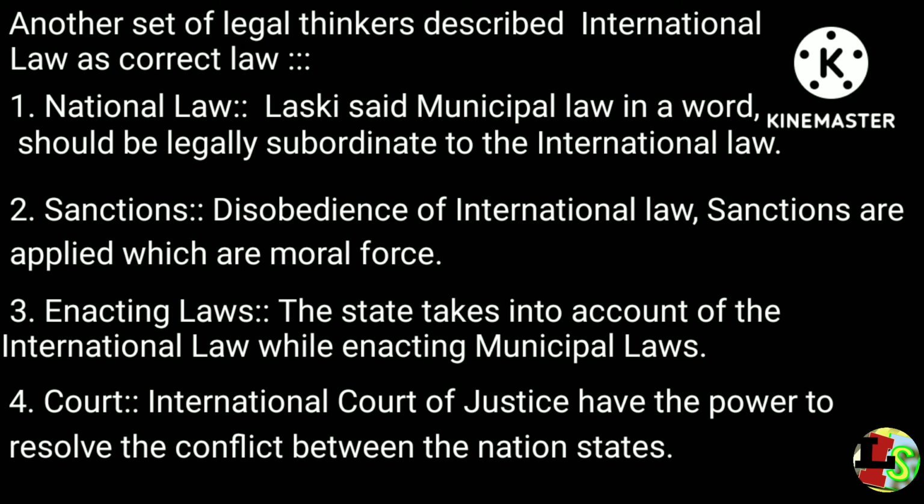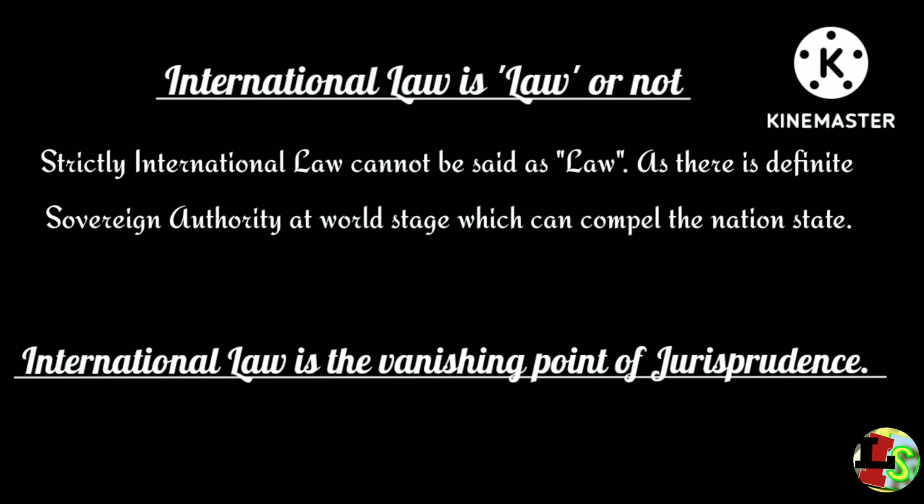4. Court. The International Court of Justice is the judicial organ of the UN and has the power to resolve conflicts between nation states according to the principles of justice and international law. If we reconcile the views of the two sets of jurists and come to the practical position, it is a bit confusing. Strictly, international law cannot be recognized as law, but rather as moral standards. There is no determinate sovereign authority in the international sphere which can compel the state, not even the UN. So it is correctly said that international law is half law and half morality. So we can conclude that international law is the vanishing point of jurisprudence.